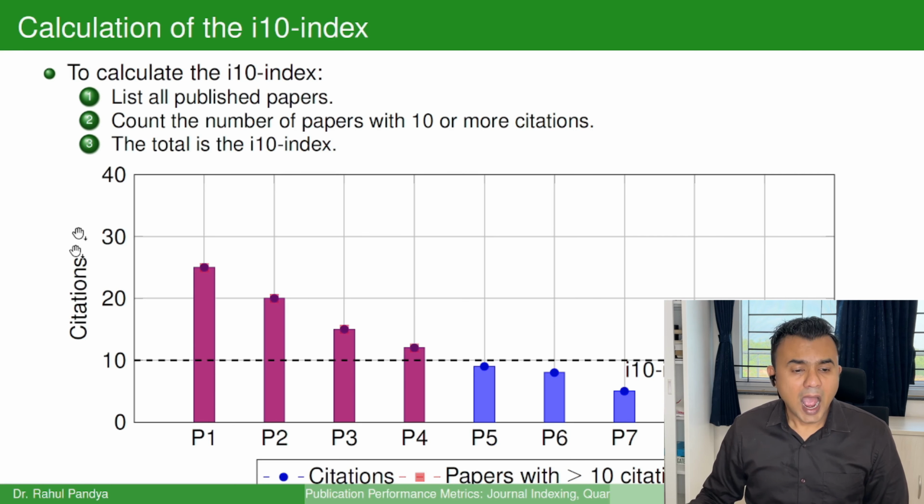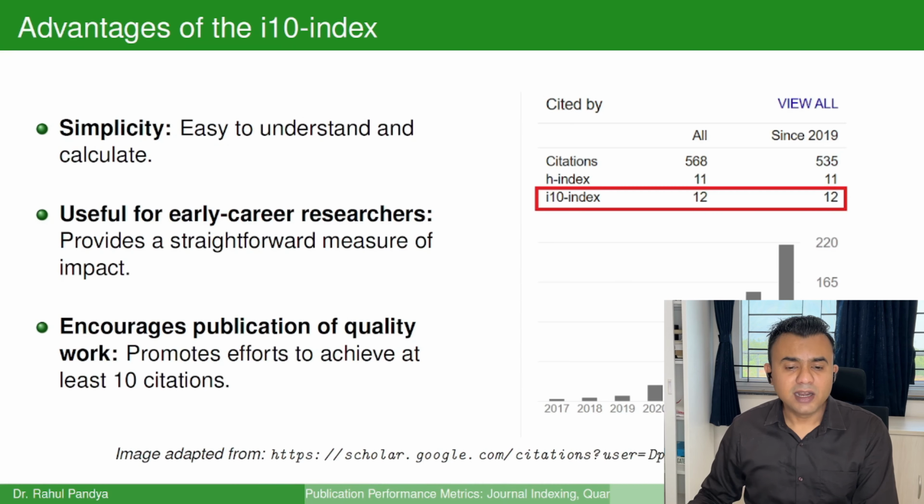Now, after doing that, I can mark a line at 10. This says that the threshold is 10 citations. Then I can count how many papers have more than 10 citations. So here you can see 1, 2, 3, and 4. There are a total of 4 papers which show more than 10 citations. So my i10-Index is 4. That's how we can compute it.